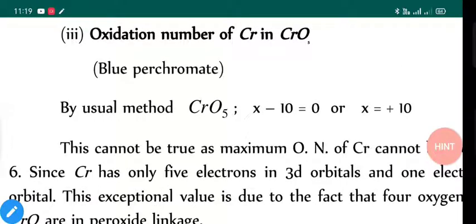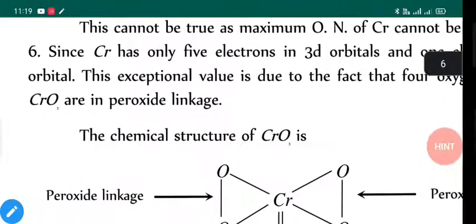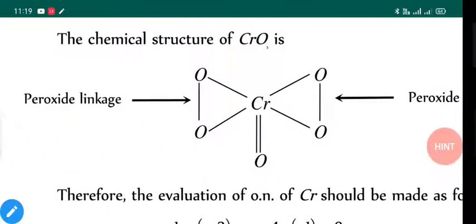And lastly, we have CrO5. The oxidation state of Cr in CrO5 using the traditional method will be +10, but as we can see, it actually has 2 peroxide linkages. That means out of 5, 4 oxygens are in -1 oxidation state. Only one oxygen carries -2. So using this new oxidation state of the 4 oxygens, you will see that chromium carries a +6 oxidation state.